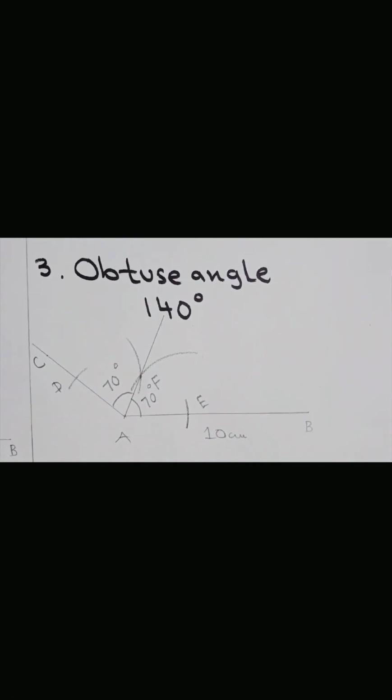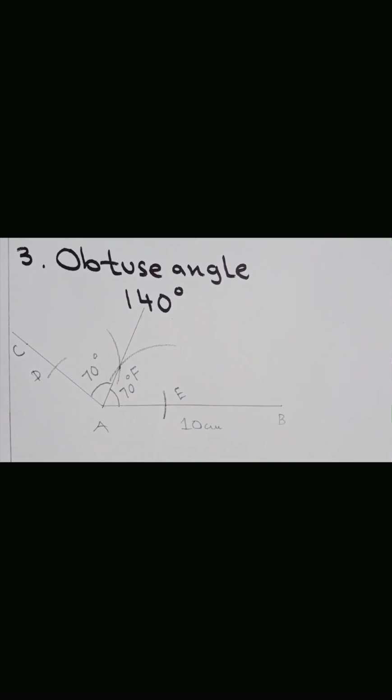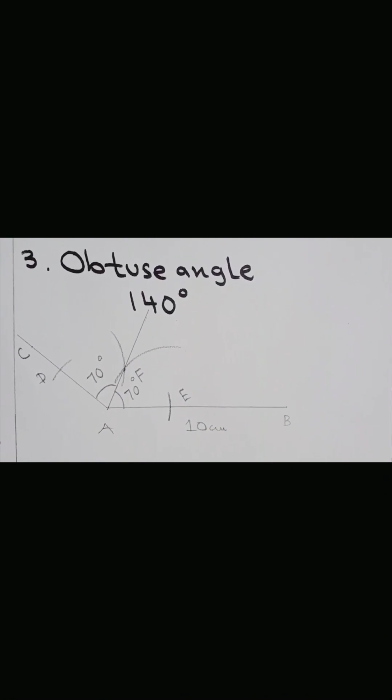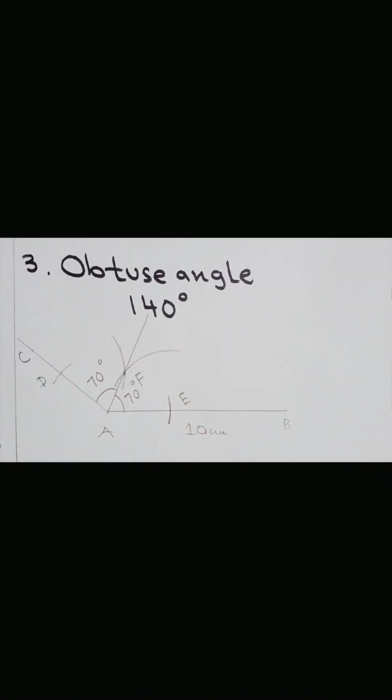So this is the way how to construct an obtuse angle of 140 degrees from our right hand side. So this is done.